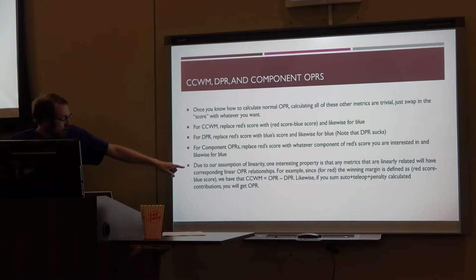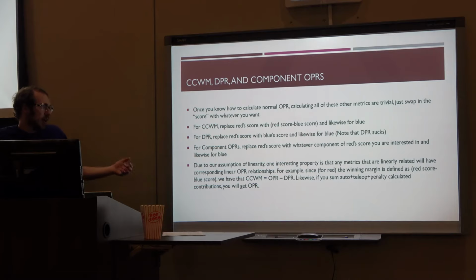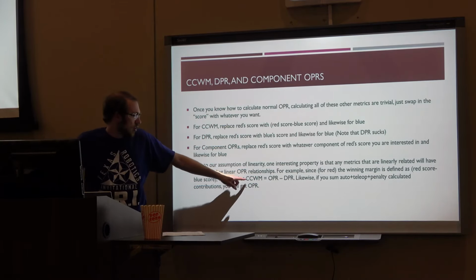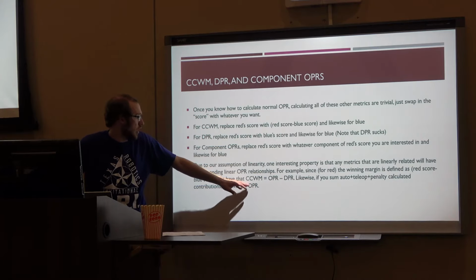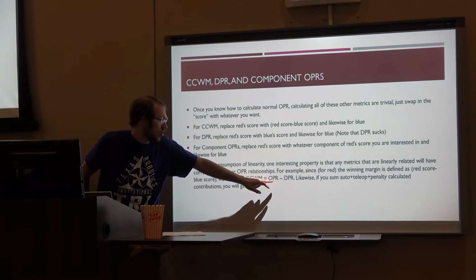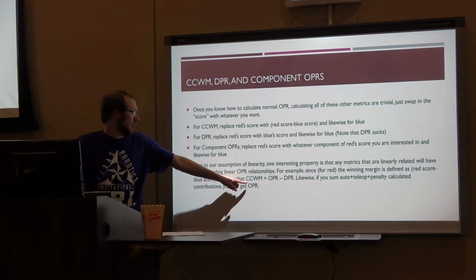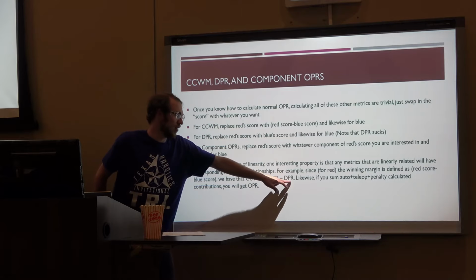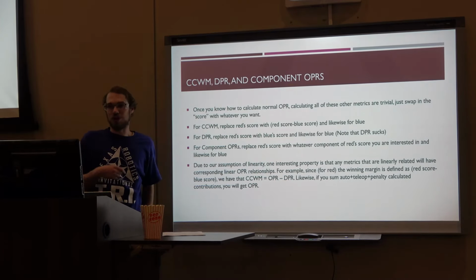One interesting note is that if you remember way back to our assumptions that we made for calculated contributions, one of them was linearity. And one property that arises out of that is that if any metrics or any data points you're plugging into the OPR formula are linearly related, then the corresponding calculated contributions will be linearly related. So a classic example here is that calculated contribution to the winning margin is equivalent to OPR minus DPR, okay? Because calculated contribution to the winning margin uses red score minus blue score, and OPR uses red score for red, and DPR uses blue score when you're looking at red.